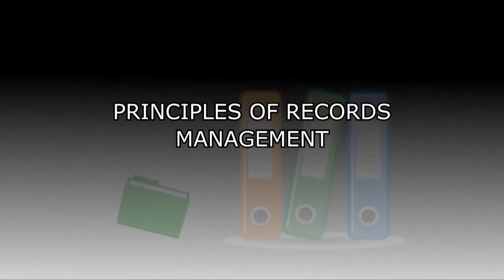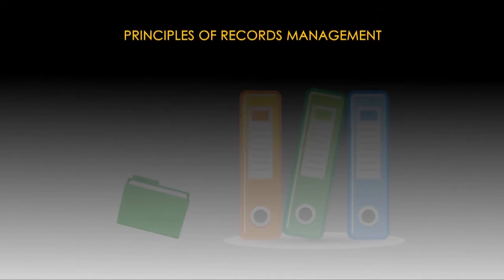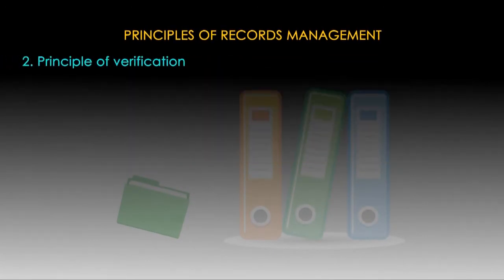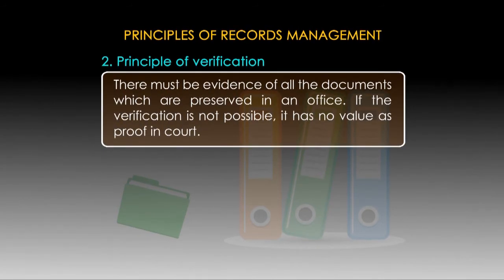Now we have principles of records management. The following are the principles of records management. Number 1, principle of purpose. While maintaining the record, the purpose of record keeping should be clear. Records without purpose are a waste of time, labor and money. The purpose of record keeping should not be unsuitable for the organization. Number 2, principle of verification. There must be evidence of all the documents which are preserved in an office. If the verification is not possible, it has no value as proof in court.